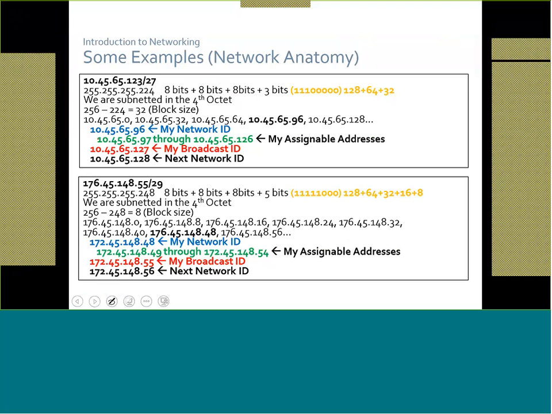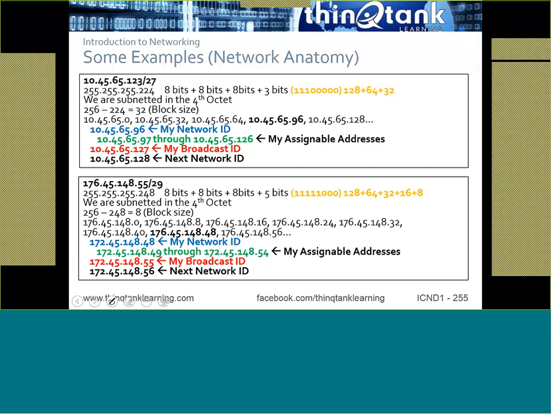Another example here, /29. Now /29 is also in the fourth octet. /28 is 4 bits, /29 is 5 bits, which means I have block sizes of 8. If I have block sizes of 8, every address in the fourth octet divisible by 8 is a network ID. The closest thing to 55 divisible by 8 is 48.